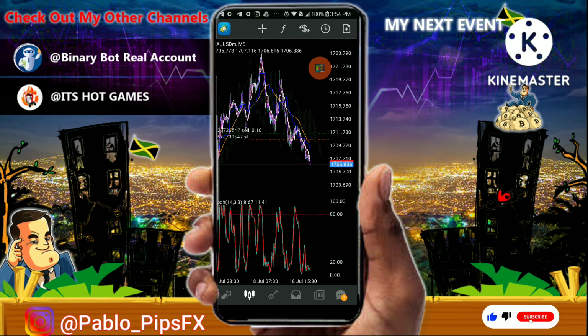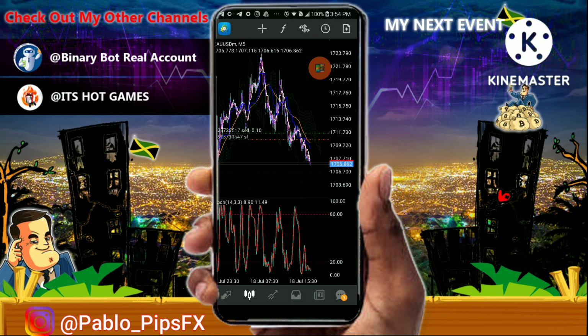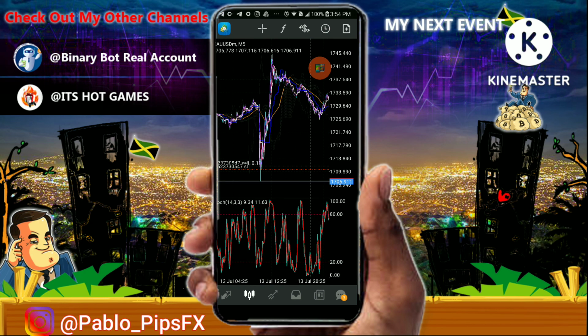The broker that I'm using for this is XNest. Right now, as you can see, I'm up to $134 in profit. So far so good using this PabloPipsFX strategy, man. There it is, guys. Boom, man.